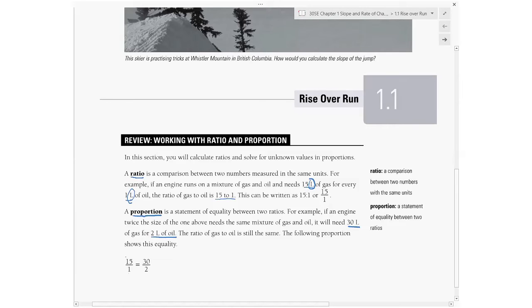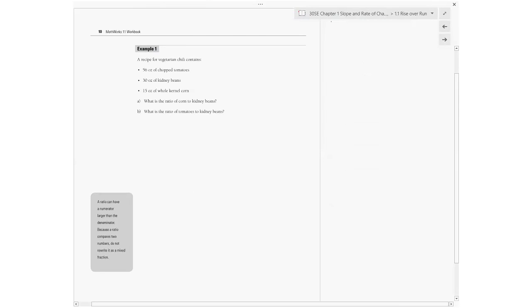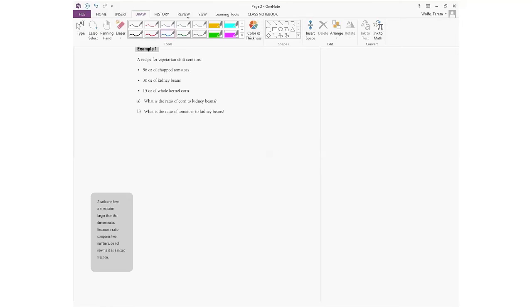So 15 divided by 1, that would be 15. 30 divided by 2 is still 15. This is the same idea as if you go back to grade 9, equivalent fractions. 15 over 1 is the same fraction as 30 over 2. It's the same concept, just thinking of it a slightly different way. So let's look at our first example. Make it a little bit bigger.